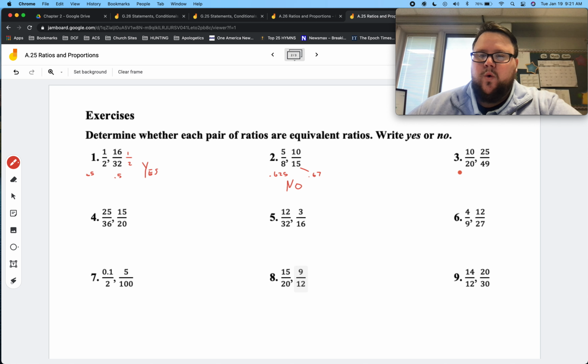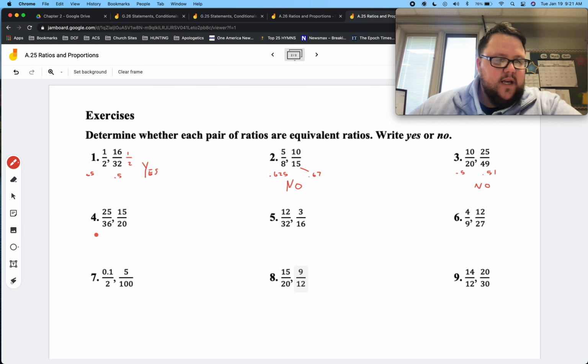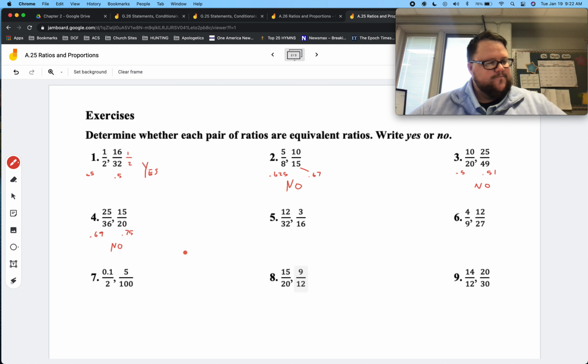10 divided by 20 is 0.5. And 25 divided by 49 is close, but it's 0.51. 0.5 does not equal 0.51, so the answer is no. And so that's all you're doing today. 25 divided by 36 is 0.69. 15 divided by 20 is 0.75. They do not equal each other, so no.